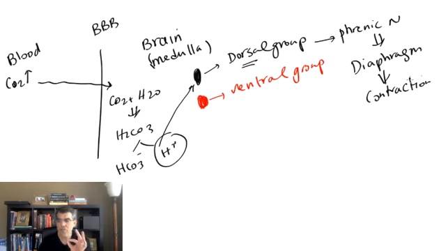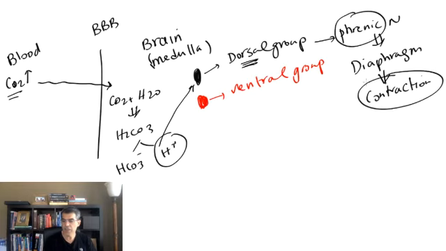So what makes you breathe in? When the CO2 goes up. When CO2 goes up, it's going to increase H inside the medulla, and that is going to stimulate the dorsal group. The dorsal group is going to send information through the phrenic nerve, contract the diaphragm. The diaphragm is going to come down. As a result, you breathe.